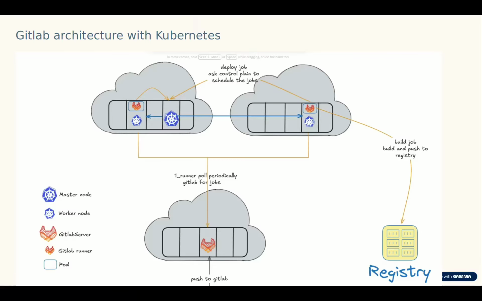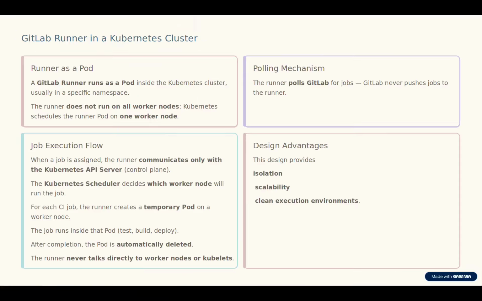So today, Kubernetes is very popular because of all the features that it provides. If you want to integrate it into your services, you should run your runner as a pod. A GitLab runner runs as a pod inside the Kubernetes cluster, usually in a specific namespace. The runner does not run on all worker nodes. Kubernetes schedules the runner pod on the worker nodes. It's totally a pod. You can consume it as a simple pod in Kubernetes.